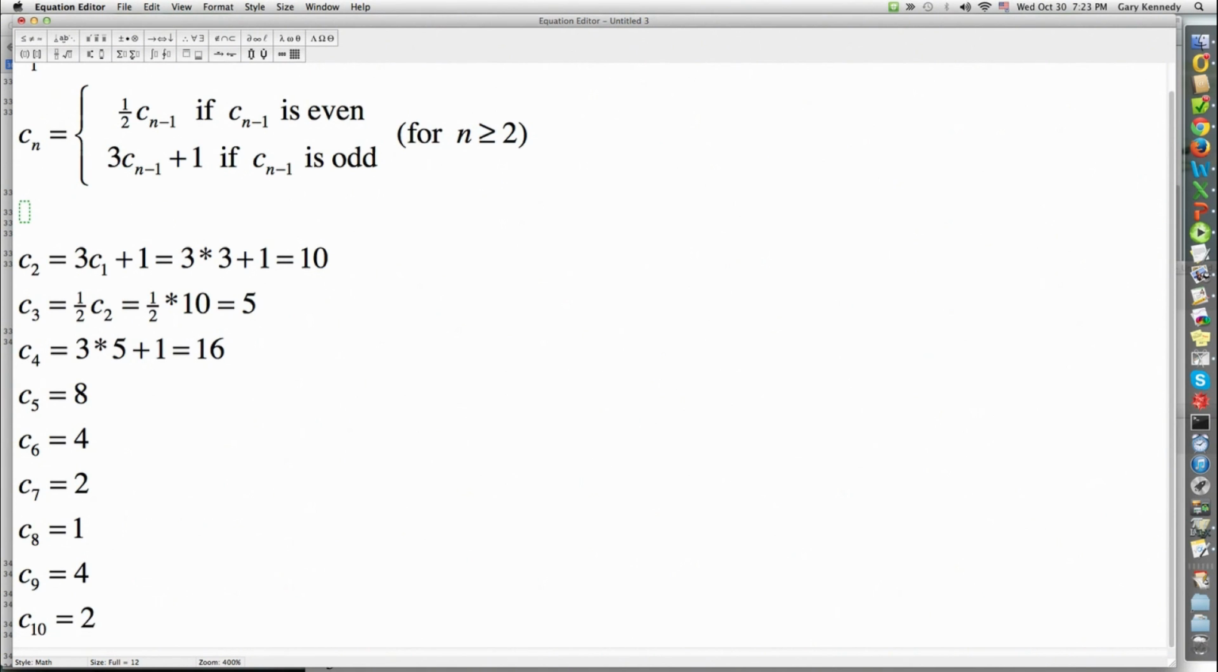And at this point, you may suddenly realize, wait a minute, this is going to repeat forever. That is to say, the pattern of 3 numbers, 4, 2, 1, 4, 2, 1, will repeat forever. Right? When you reach 1, you're going to have to use the rule that says multiply by 3 and add 1. Then you'll divide by 2 to get 2. You divide by 2 again to get 1, and then you'll just repeat that whole process again.